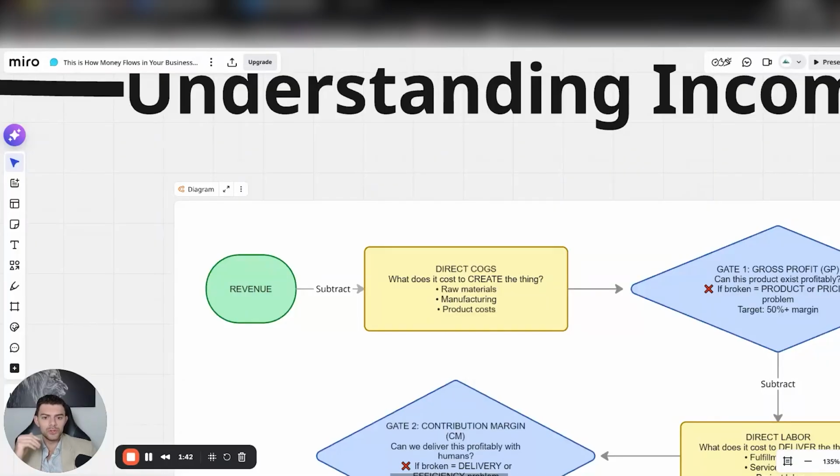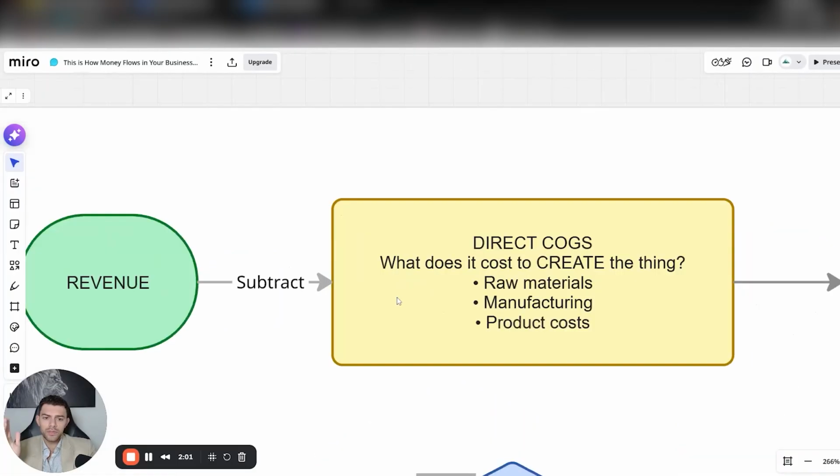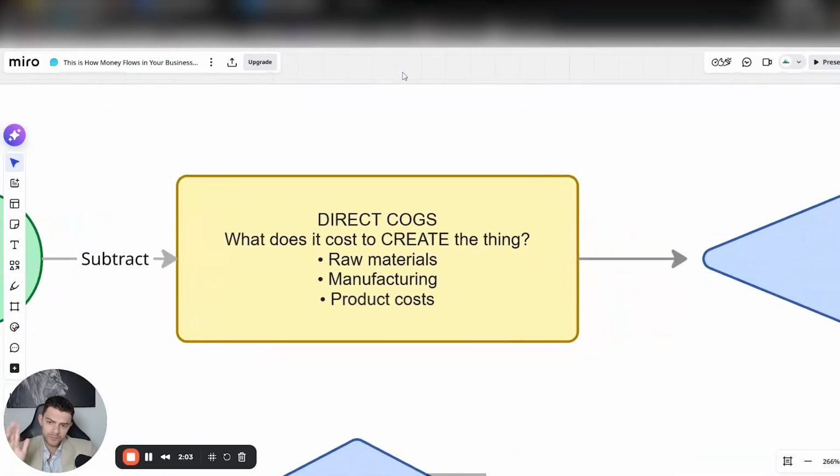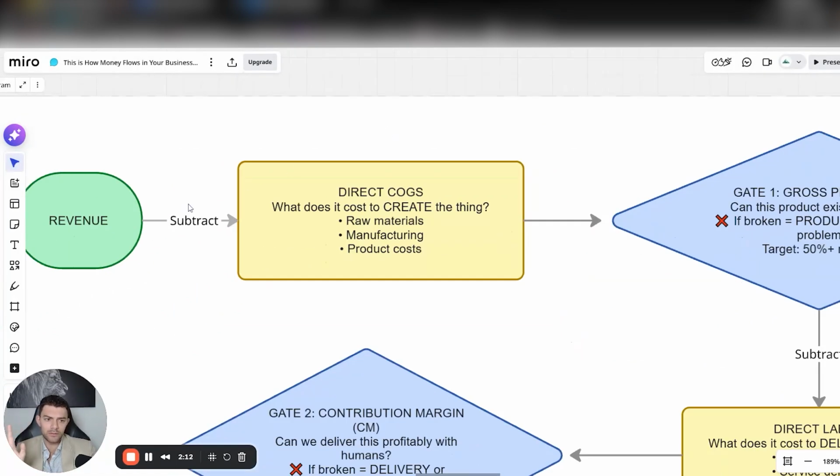Whenever we get revenue, you immediately have to pay for things. And typically you have to pay for things before you achieve that revenue. But let's assume you're already in a cycle of business, you're generating some inventory, and there are just direct costs of goods that come together when it comes to building your product that you're going to sell for money. When we think about direct COGS, direct costs of goods, what does it cost to create it? It's the raw materials, manufacturing, product costs. That's what we're going to subtract immediately from that revenue.